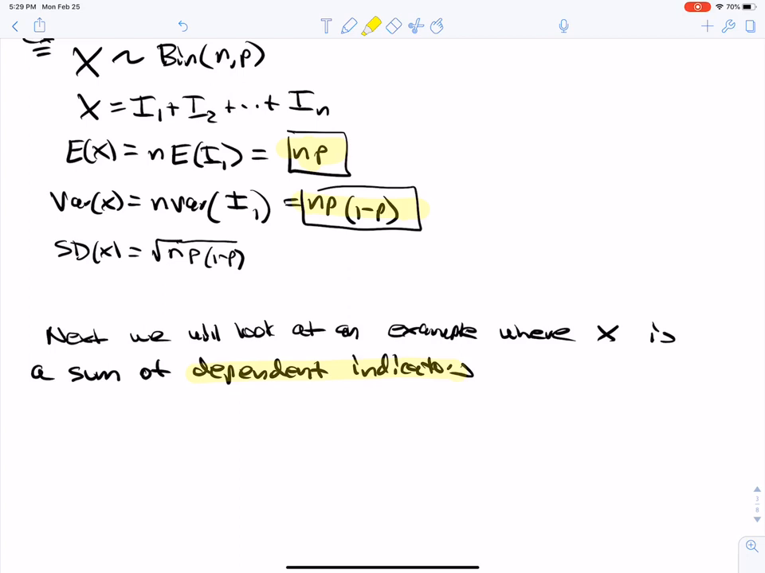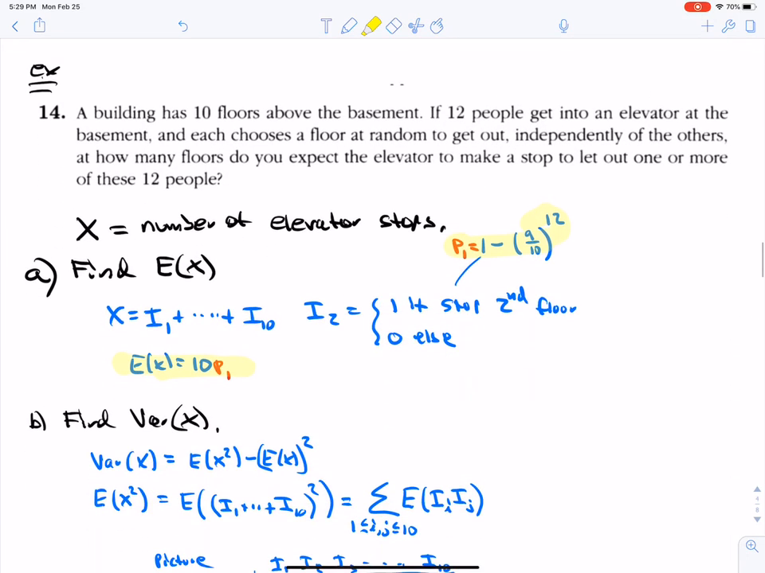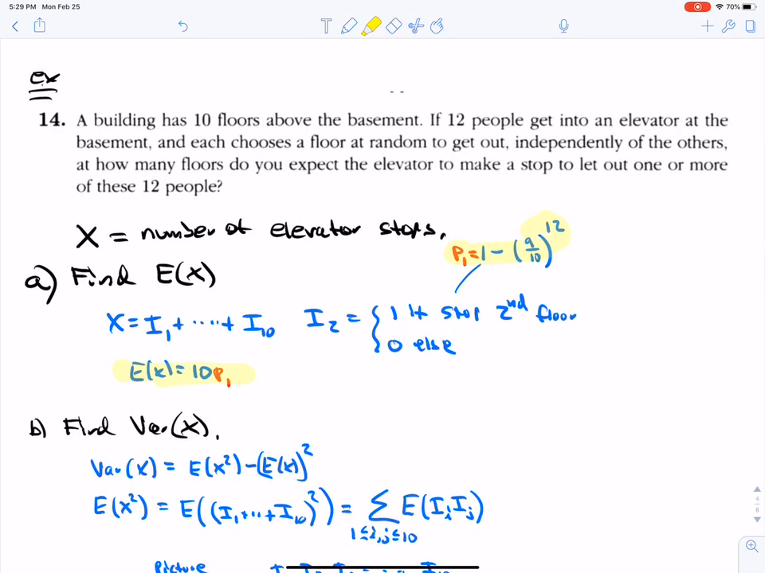Next, we're going to look at an example where X is a sum of dependent indicators. So here's an example. A building has 10 floors above the basement. If 12 people get into an elevator at the basement and each chooses a floor at random to get out, independently of the others, at how many floors do you expect the elevator to make a stop to let out one or more of these 12 people? So X is the number of elevator stops.